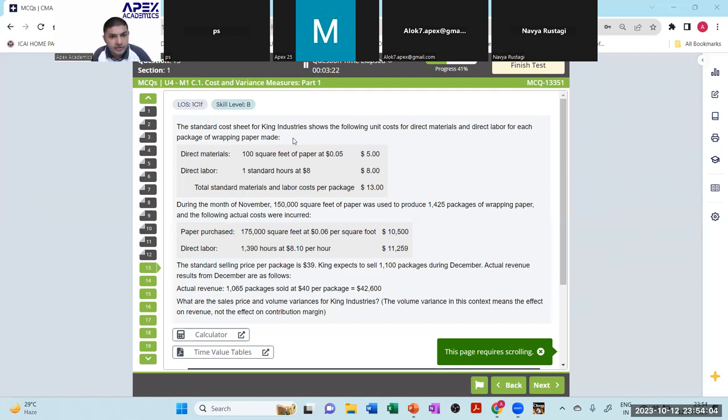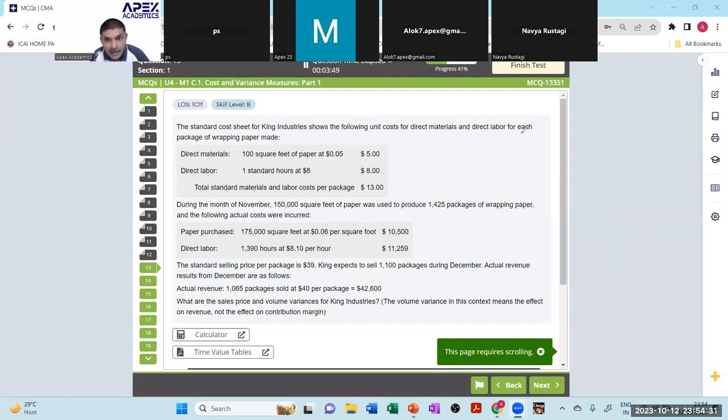The standard cost sheet for King Industries shows the following unit cost for direct material and direct labor for each package of wrapping paper made. My dear friends, my question is, this static budget, standard cost sheet, is for how many units? It is given there. You have to find out. 1365 is the right answer now. Very good.